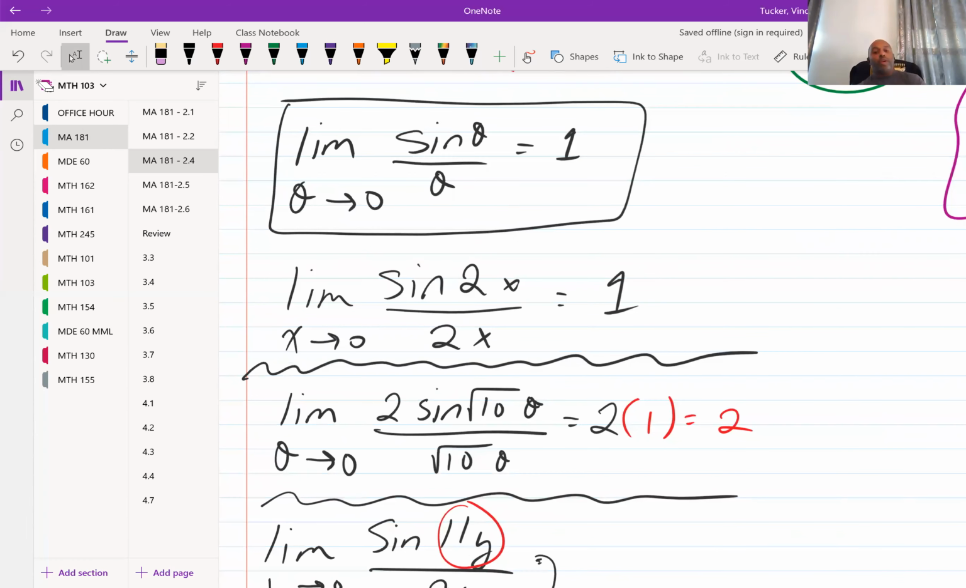All right, looking at this next one, we have 2 sine of the square root of 10 theta over the square root of 10 theta. And of course, theta is going to 0 once again. So we can look at this problem like this, separating that quantity, that relationship that we just established here. Whether you write this out or not is not a big deal, but that is the way you will look at it.